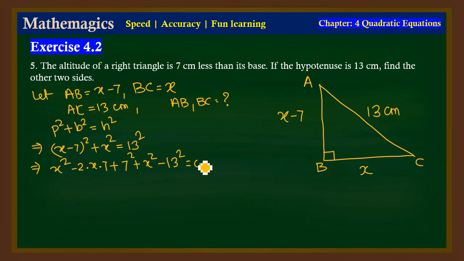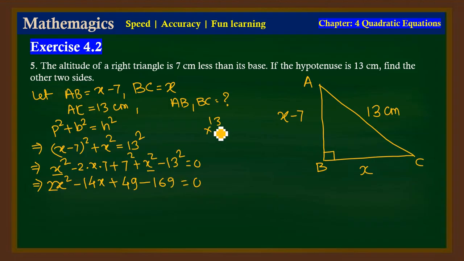is equal to 0. So dear friends, let us solve it. It will become x square and x square become 2x square, because this is also x square, this is also x square. Now 2 times 7 is 14, it will become minus 14x. Now 7 square become 49, and this is not plus, but we have to write the minus. Minus 13 square is equal to 169 is equal to 0. So let me confirm here.